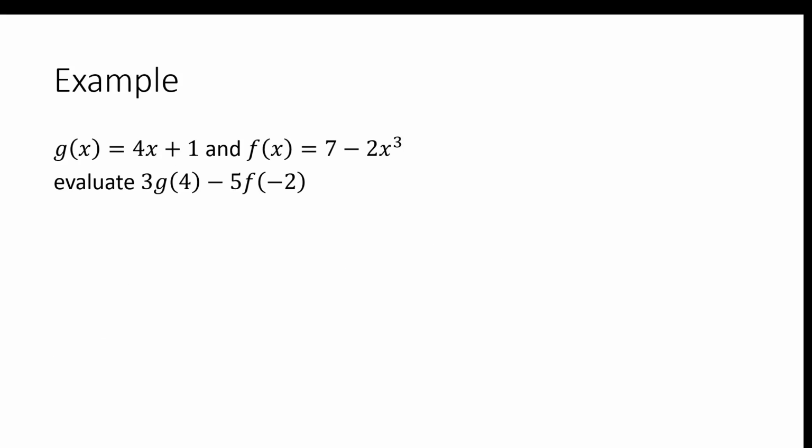Okay, now, what if we have a situation like what you see in front of you? We want to evaluate 3g at 4 minus 5f of negative 2. So first thing we want to do is figure out what does g at 4 equal. And then we want to figure out what does f at negative 2 equal. Well, we figure out what g at 4 equals by plugging in a 4 there. We figure out what f at negative 2 equals by plugging in a negative 2 there.